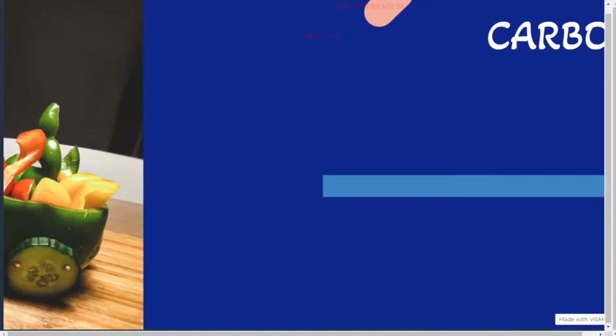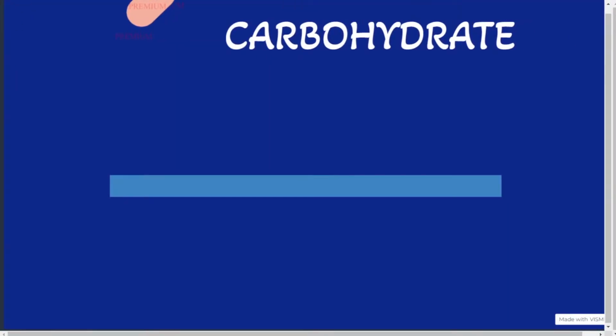Okay, now carbohydrate. We all know that carbohydrate is basically the fuel of our body. It provides us energy, and the main sources of carbohydrates are rice and wheat. These are common and rich sources of carbohydrate. Now carbohydrate can be classified into three types: monosaccharide, disaccharide and polysaccharide.